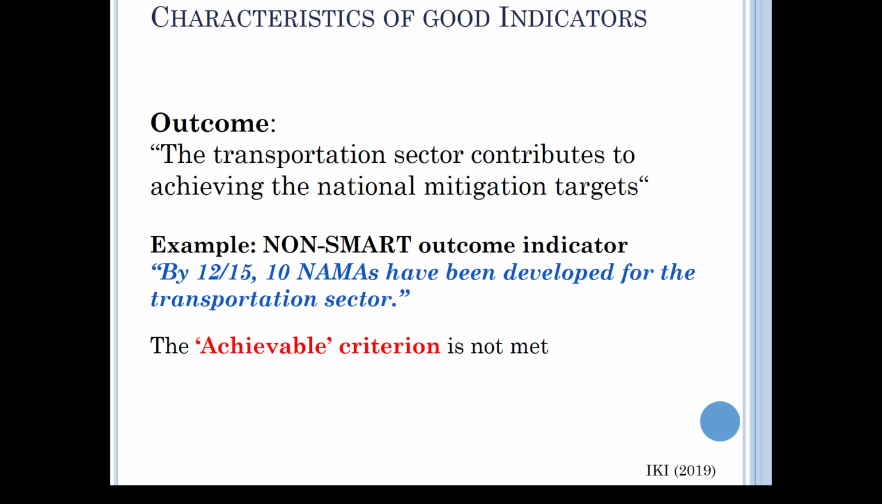An improvement of that indicator would be that by December 2015, 10 NAMAs, National Adaptation Mitigation Actions, have been developed for the transportation sector. Now, the measurability is given and also the target, by December 2015, but the achievability criterion is not met. Remember, with achievable, we meant it should be possible to reach the target value of the indicator with the available resources and under the prevailing conditions.